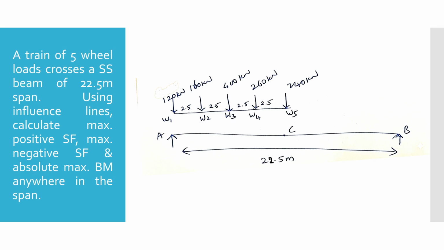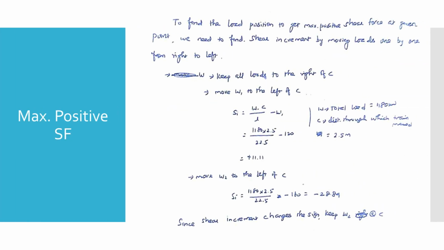exact critical load positions. To find the critical position for maximum positive shear force, we track the shear increment as the load train moves from right to left across section C. The total combined load of our train is 1,180 kilonewtons. First, we test moving the leading load, W1, to the left of our section. This yields a positive increment of plus 11.11, meaning the shear force is rising.